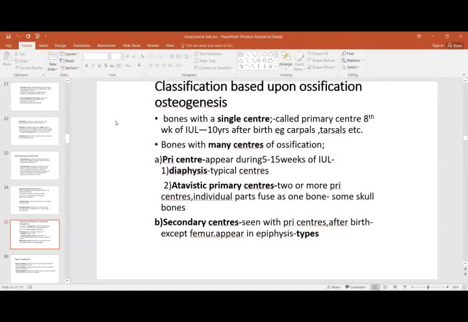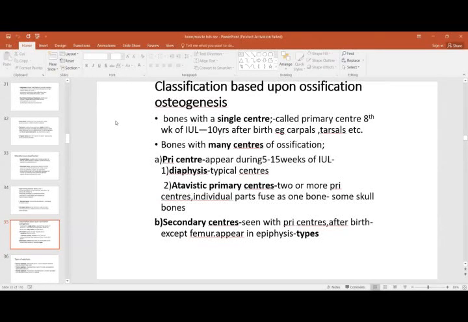Then we said that according to the ossification, we can classify. There are bones with a single center, which appears in the diaphysis, the primary center. Bones with many centers can be grouped separately. So you can have one which ossifies completely with a single center, and those with many centers. The primary center appears in intrauterine life. In the diaphysis, it is the typical center.